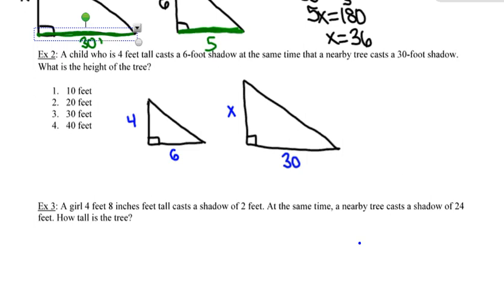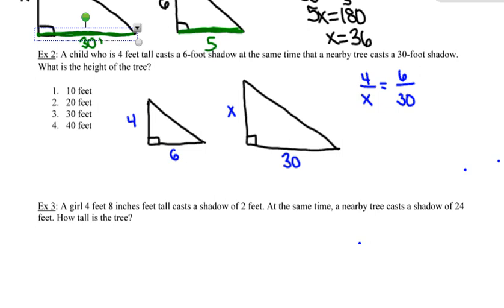So again, I'm going to go ahead and set up a proportion. Instead of the height of the object over the length of the shadow, this time I might compare the height of the child, 4, to the height of the tree, x, is equal to the shadow of the child, 6, over the shadow of the tree, 30. And again, multiple ways to write this proportion.